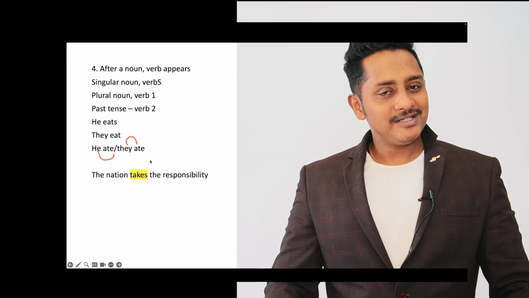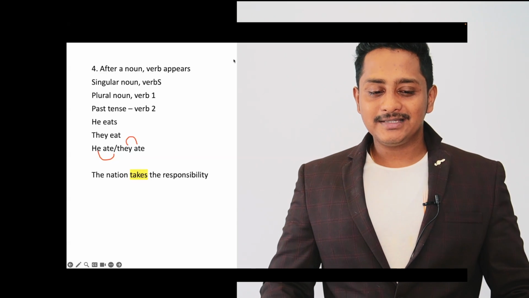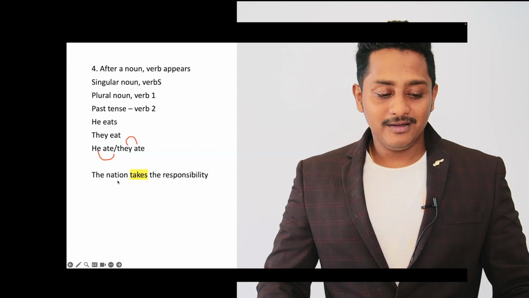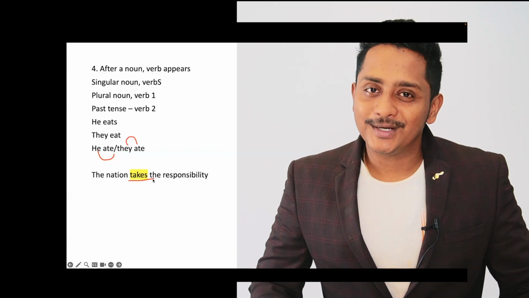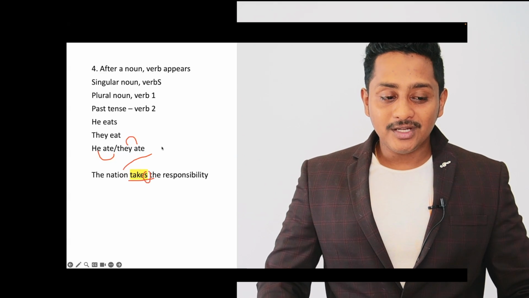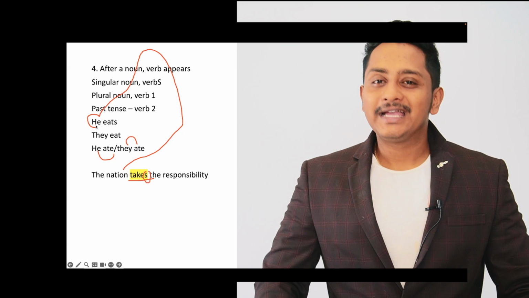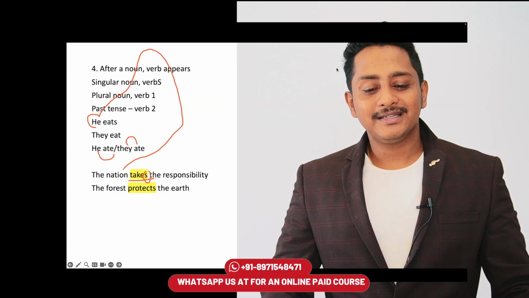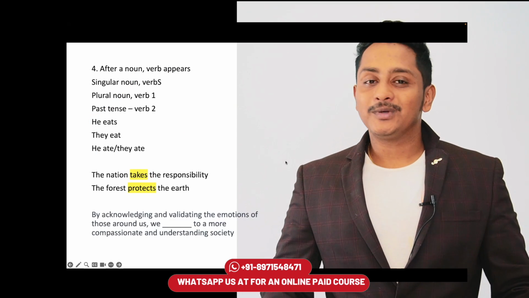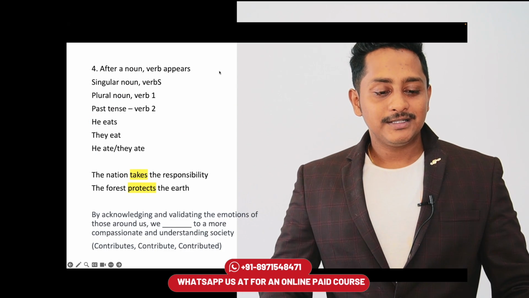Getting it? So now, the nation takes full responsibility, or takes the responsibility. Take is wrong if the nation, dash, is there, and your eye should only go to that option which is ending in S, because nation is like he. The forest protects the earth. Forest is like he. So S will come. Now try to answer this.